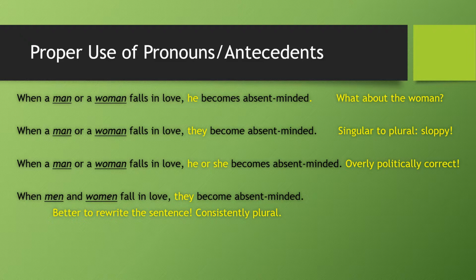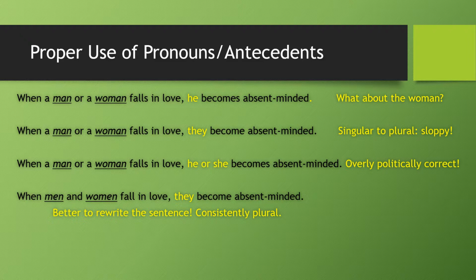Well, look at the second sentence. When a man or a woman falls in love, they become absent-minded. Well, here we're going from a singular subject, man or a woman, to a plural pronoun, they. So that's rather sloppy. Number 3, when a man or a woman falls in love, he or she becomes absent-minded. Now, that is correct, but it seems a little bit overly correct.